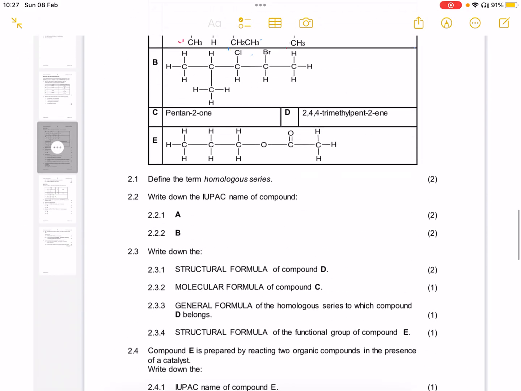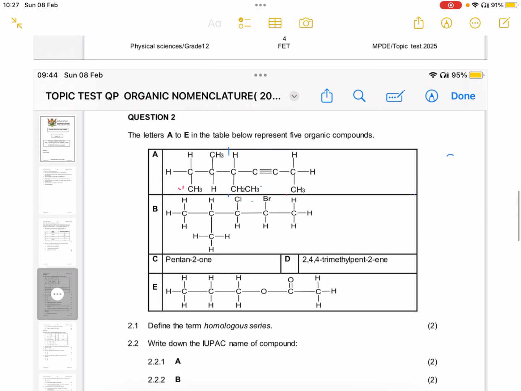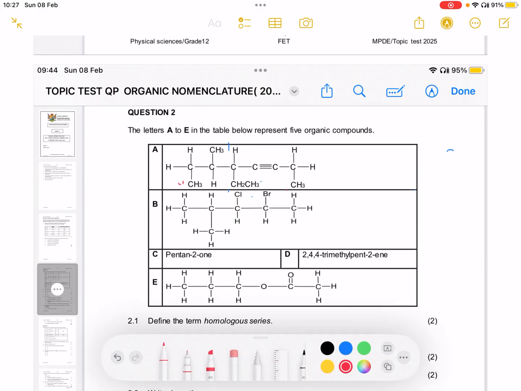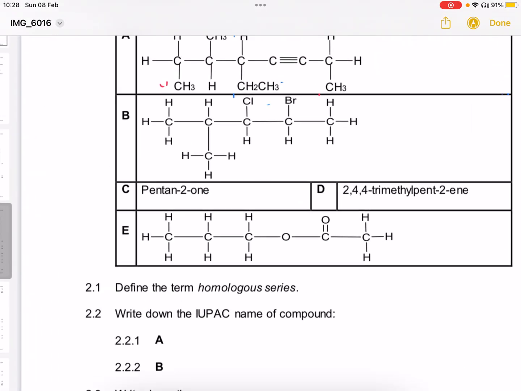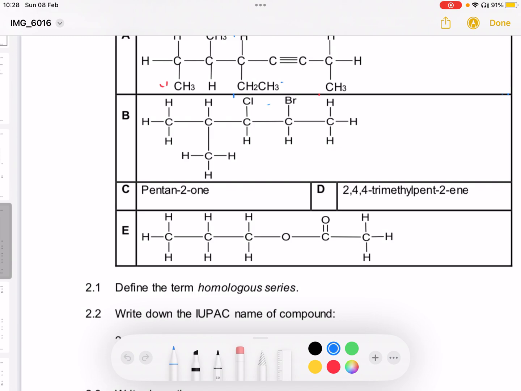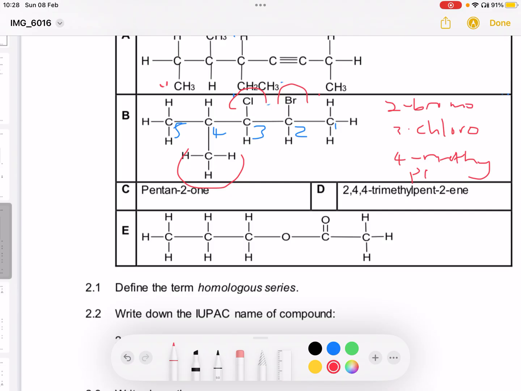And the next question wants us to check also the IUPAC name of compound B. Compound B. Now, in compound B, we're also going to do the numbering first, 1, 2, 3, 4, 5, with a substituent here and here and here, of which is a 2-bromo, 3-chloro, and a 4-methyl, and the longest chain being a pentane.